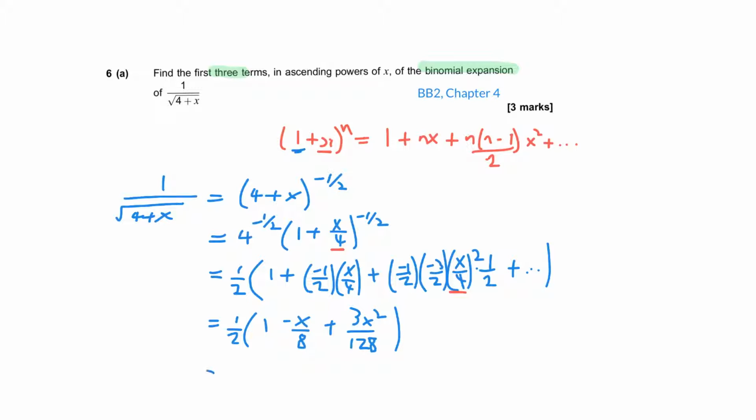Finally, we can expand that. So we've got 1/2 minus x over 16 plus 3x squared over 256. And that's the first part of the question completed.